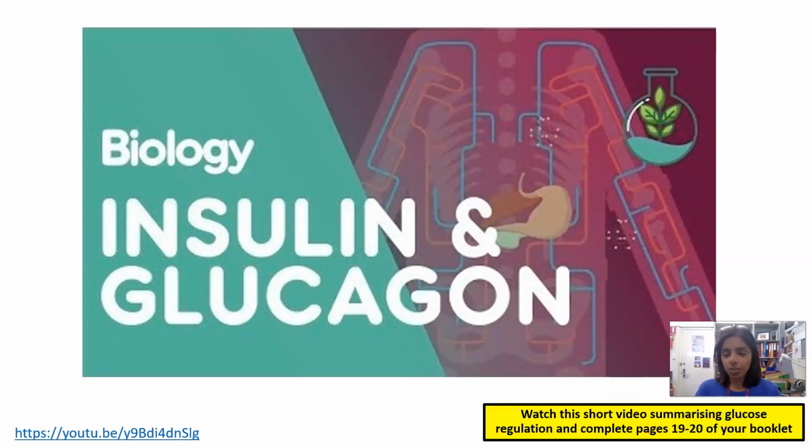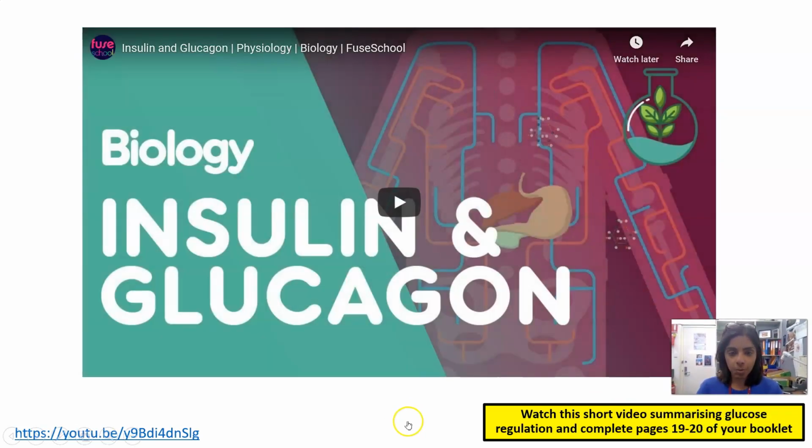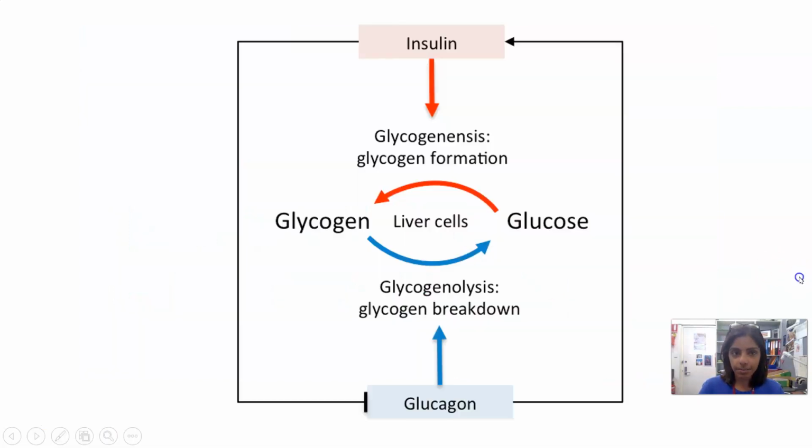All right, so just to make sure that you are comfortable with everything, I'd like you to watch this short video. It's only a couple of minutes that summarizes glucose, what we've been talking about, blood glucose concentration and homeostasis. Once you've done that, please can you complete pages 19 and 20 of your booklet. Most of that is just reading, so make sure that you highlight any key words and that you understand the content.